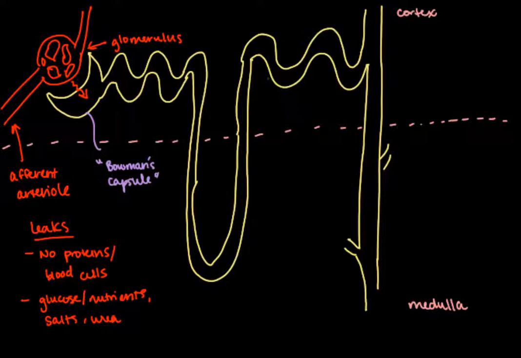And then the rest of the blood, because only about 1/5 of the fluid comes out, is taken away by this red arteriole, which is the efferent arteriole. So what exactly happens to the filtrate, the stuff that leaked into Bowman's capsule? Well, what happens next is it goes into this little curvy part, which is the proximal convoluted tubule.